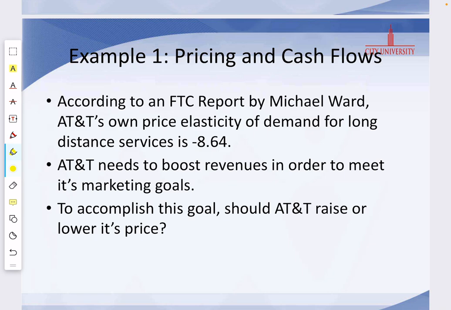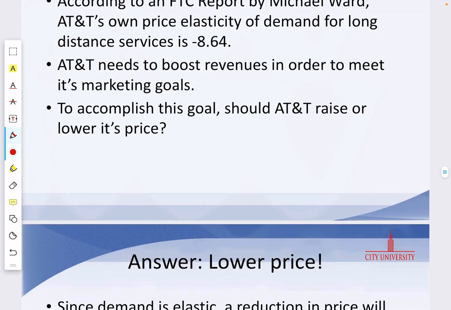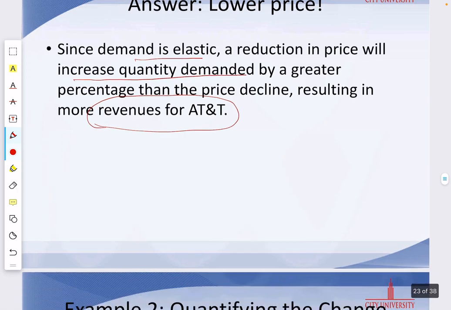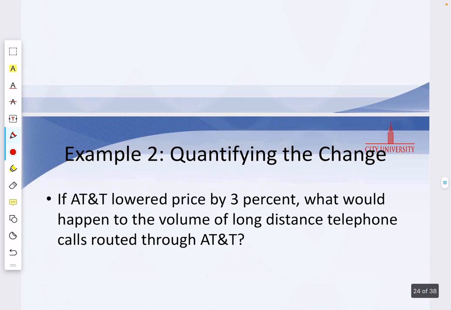For example, according to an FTC report by Michael Ward, AT&T's own price elasticity of demand for long distance service is -8.64. So AT&T needs to boost revenues in order to meet its marketing goals. To accomplish this goal, should AT&T raise or lower its price? Since demand is elastic, a reduction in price will increase quantity demanded by a greater percentage than the price decline, resulting in more revenue for AT&T. That's a simple question and a direct answer.